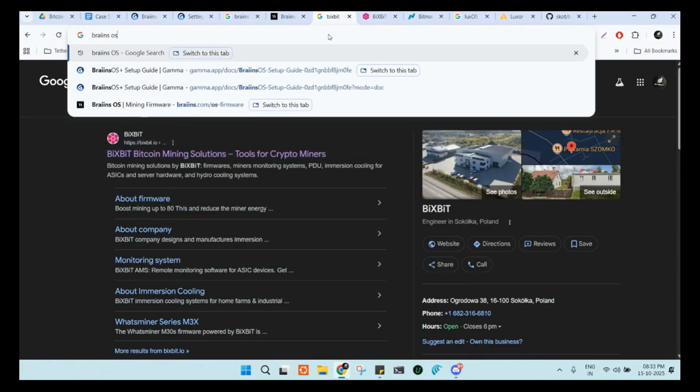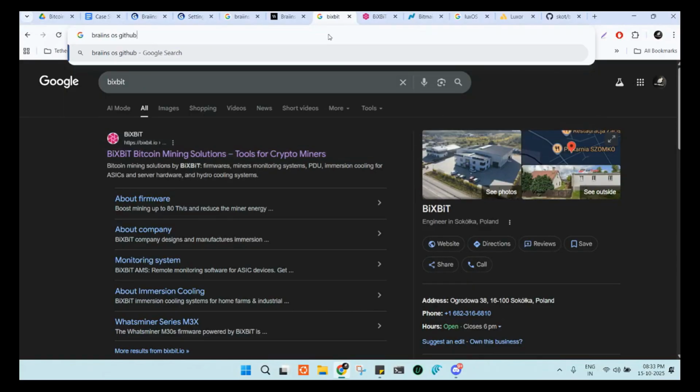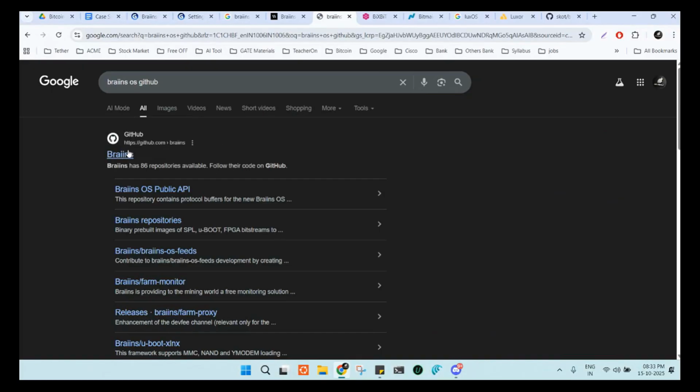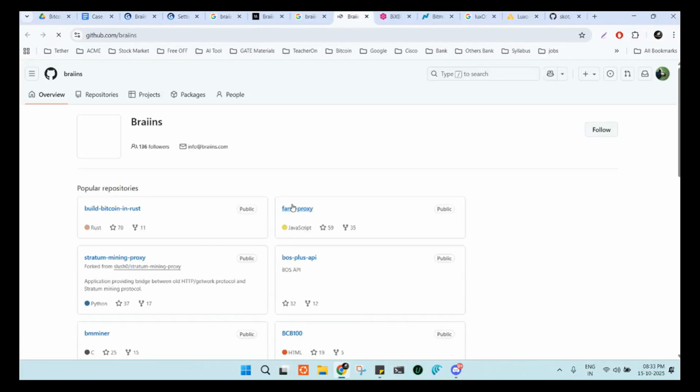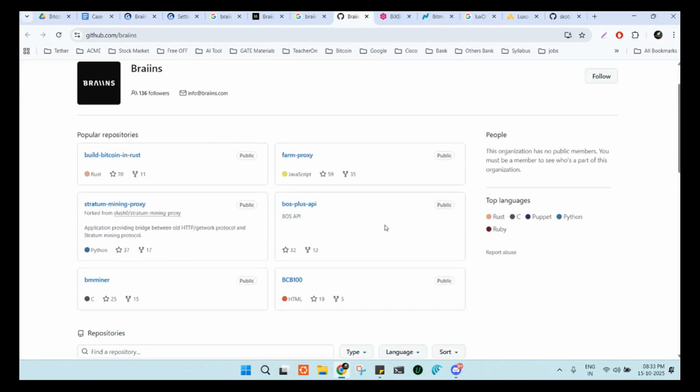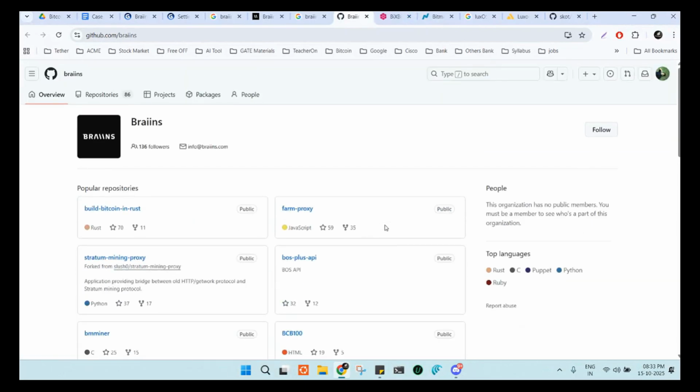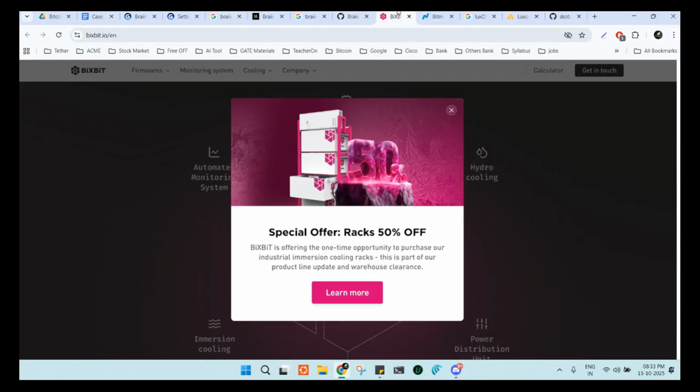So if you search Braiins OS GitHub, you will find all that code and the public APIs, and you can refer to all those things as well. So these are open source. Even Bixbit is also open source.